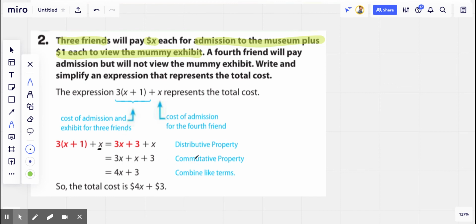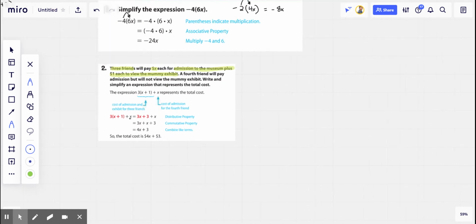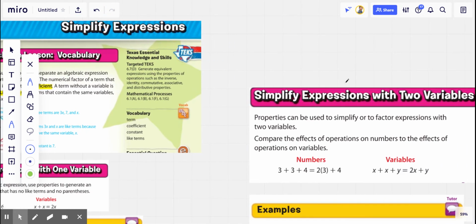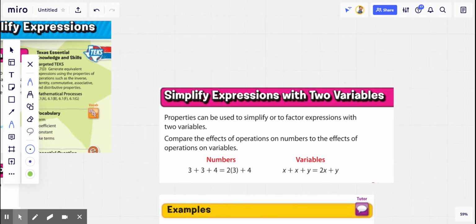And then they did the commutative property, which gives 3x plus 3 plus x. They basically grouped the x's together here. 3x plus x is 4x, and then plus 3. So the total cost is 4x plus 3. We can also simplify expressions with 2 variables.